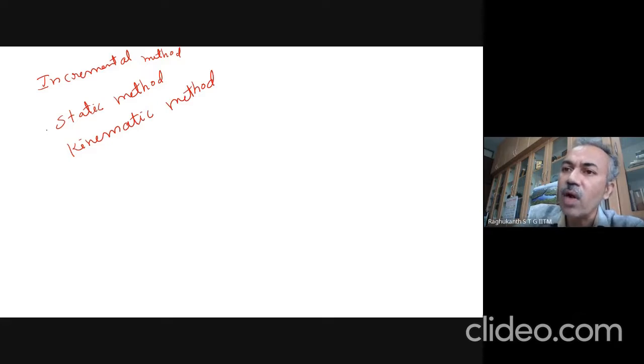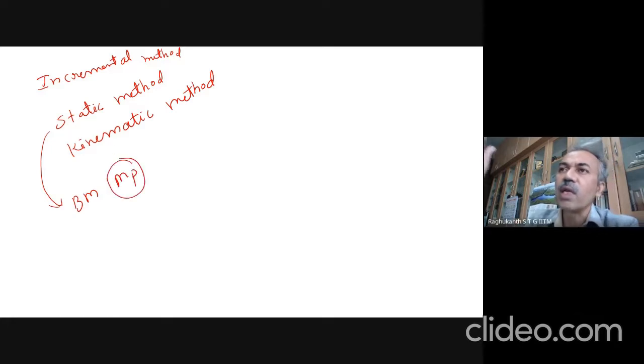Static method means you have to draw the bending moment diagram, and wherever the bending moment is high, you see how many hinges are going to get formed. You equate them to MP, and then you solve. Now in the kinematic method, we have to assume the collapse mechanism, or how this beam is going to collapse.